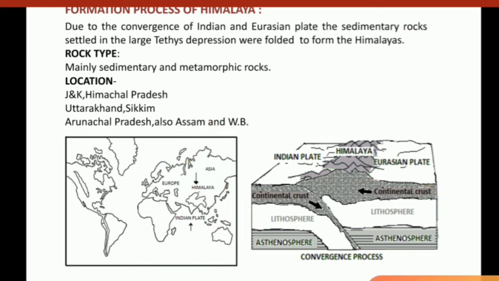Now, what are the rock types of these Himalayas? Mainly, we can find different kinds of sedimentary and metamorphic rocks here. Now, the state-wise location. We have Jammu and Kashmir, Himachal Pradesh, Uttarakhand, Sikkim, Arunachal Pradesh, and some parts of Assam and West Bengal.